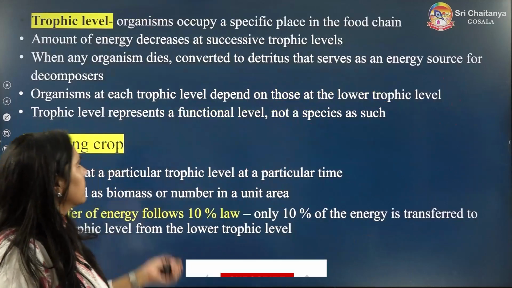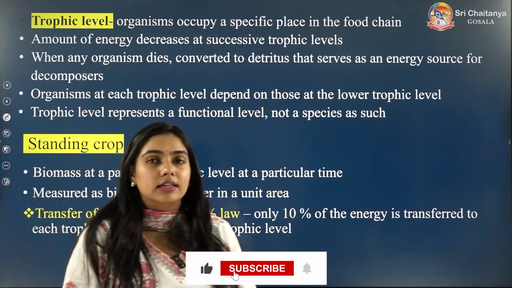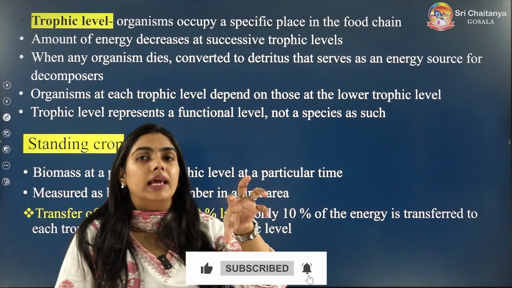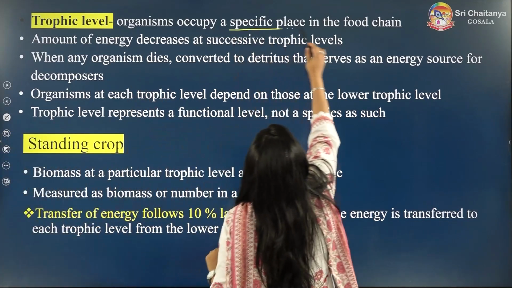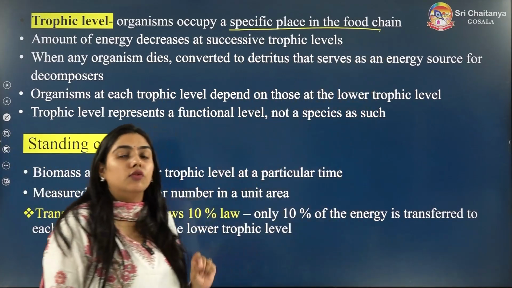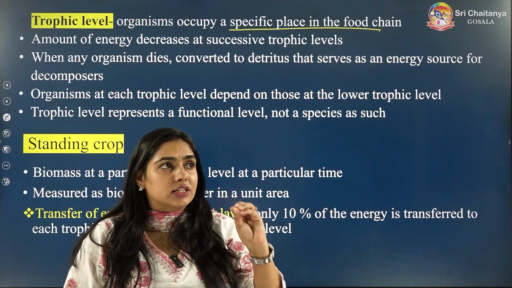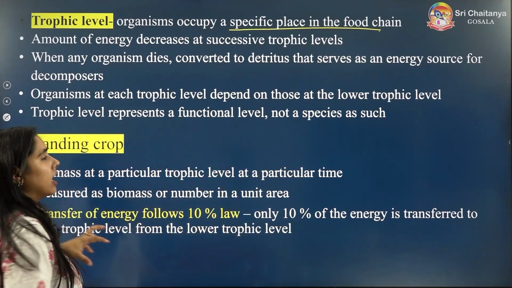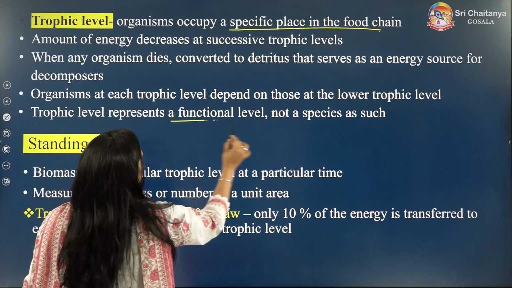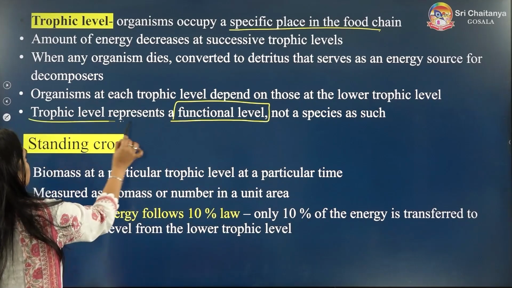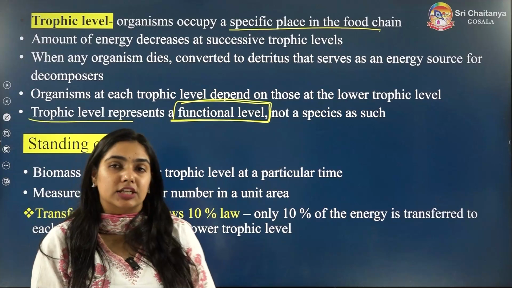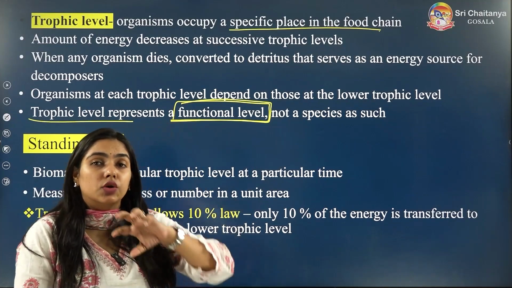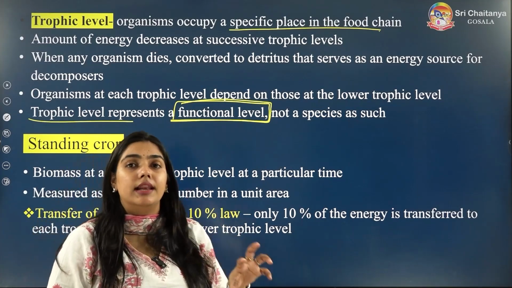The next thing is the trophic level. What is the trophic level? It is the specific place of the organism in the food chain, and it is a functional level. Trophic level represents the functional level, not the species as such. Very important point: trophic level is a functional level.